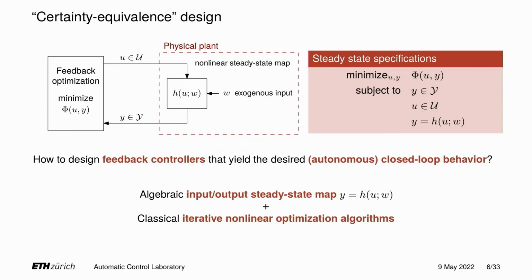How do we design the block on the left here? Well, we take just classical iterative nonlinear optimization algorithms, iterations, right? And we apply them in closed loop with the system. And then we're going to see how many troubles this introduces.